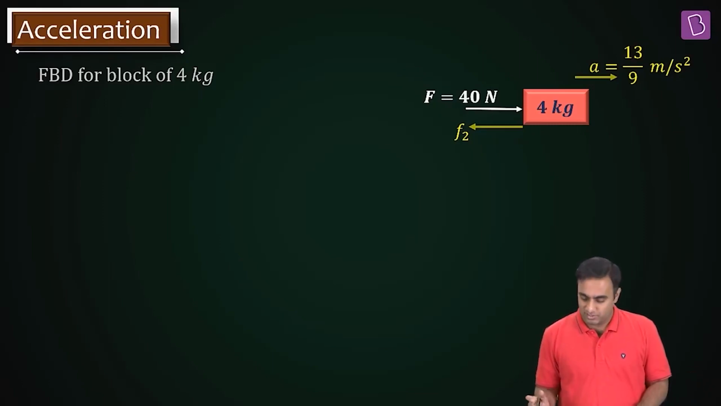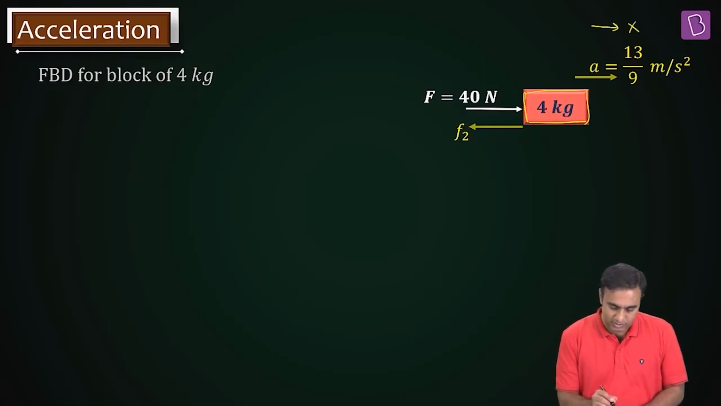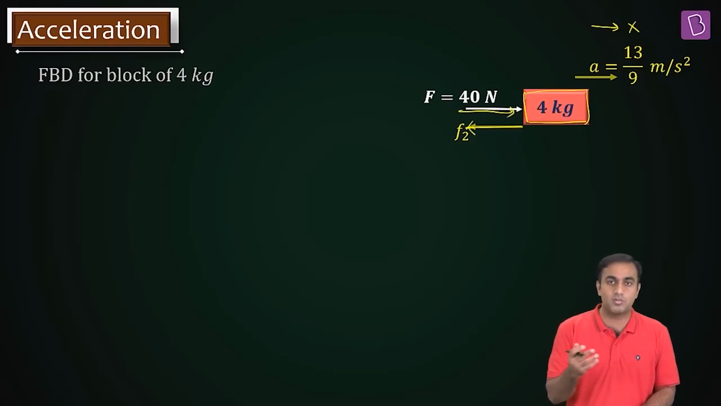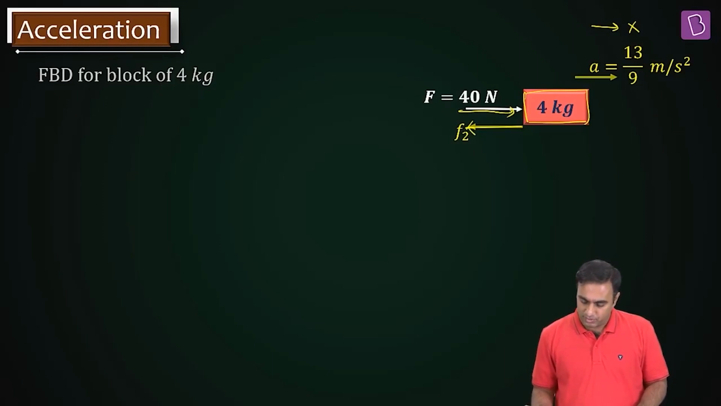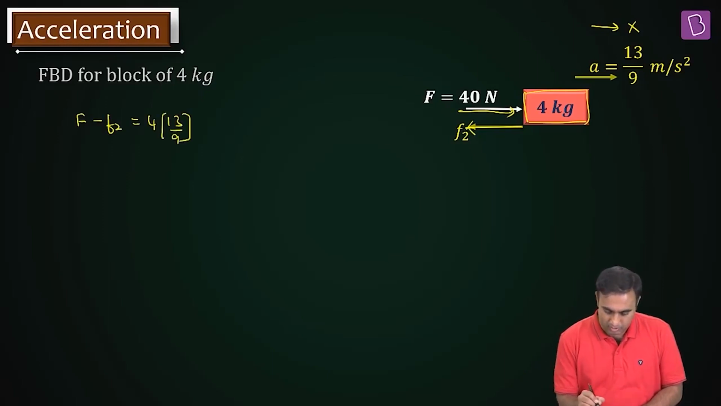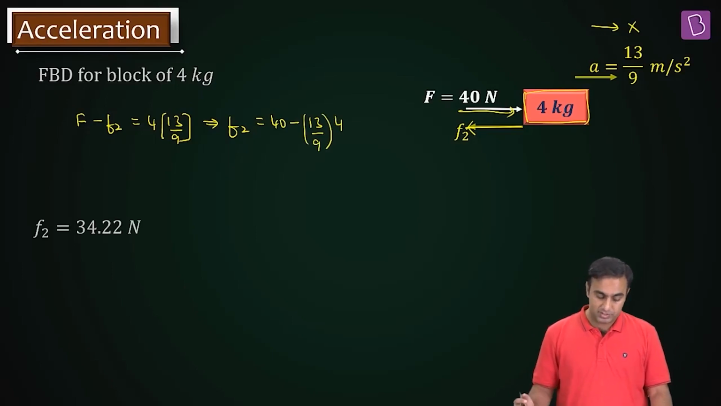Newton's second law again. For this 4 kg block with this as x-axis, we know that the external forces are 40 Newton in this direction and the friction between the 4 kg and 5 kg block surfaces, F2, in the opposite direction. Now, F minus F2 will give us 4 into 13 by 9, or F2 will be F which is 40 minus 13 by 9 into 4. Now, when you simplify this, you get this to be 34.22 Newton.